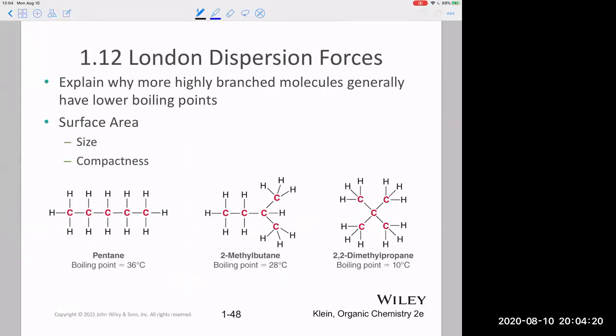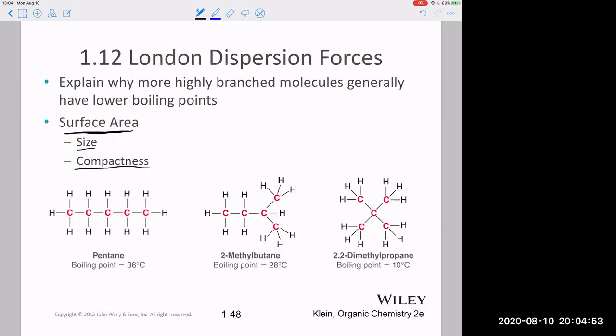One key factor with regard to London dispersion forces is surface area. This is one of the key things I want you to have in your mind associated with London dispersion: surface area. The more surface area you have, the stronger those London dispersion forces are. Okay, things that will affect surface area are just the size of the molecule, the length. A long carbon chain has more surface area than a short carbon chain. The other point is compactness, or if there is any branching.